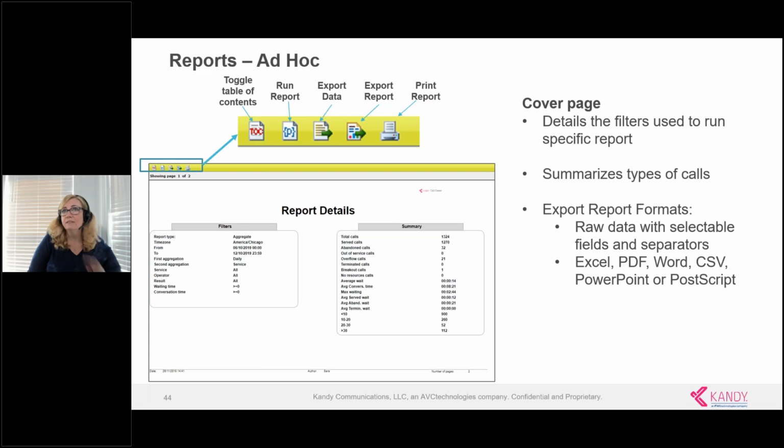So if we need to replicate that report, you can export these in many different formats: Excel, PDF, Word, CSV, PowerPoint. They keep adding to that. But at the top, you can run the report, export the data. If you want to say, oh, I want all this comma separated or semicolon separated, you could do that. Export and print the report from there too.